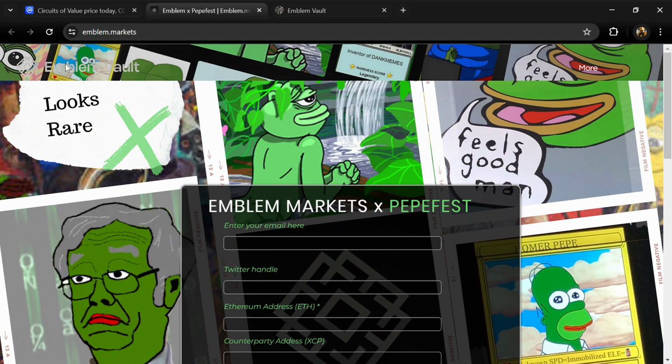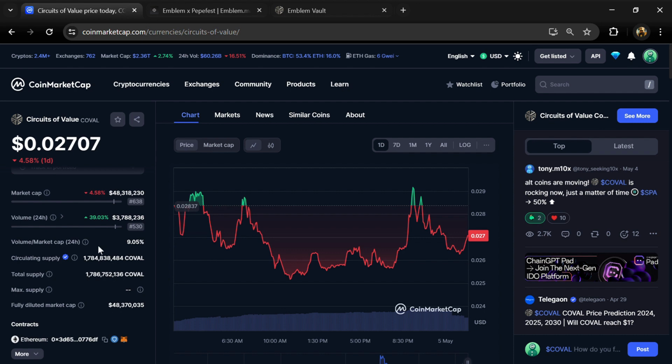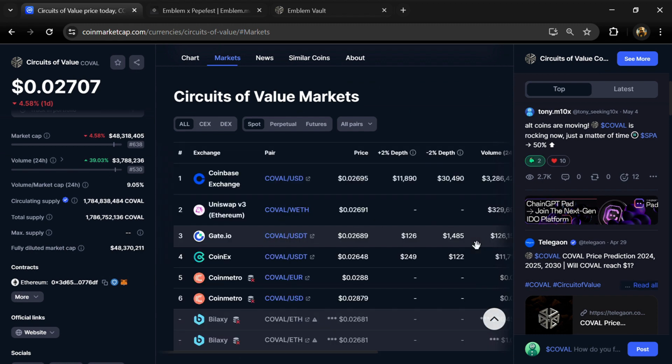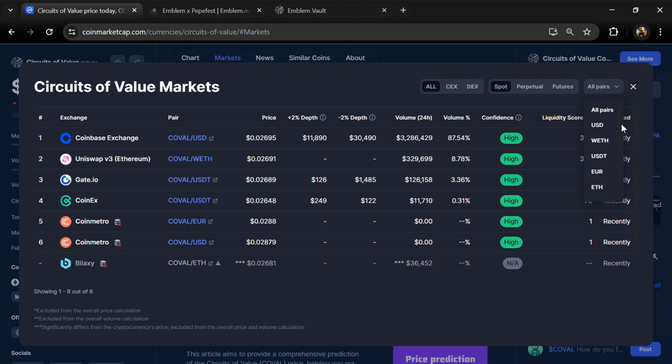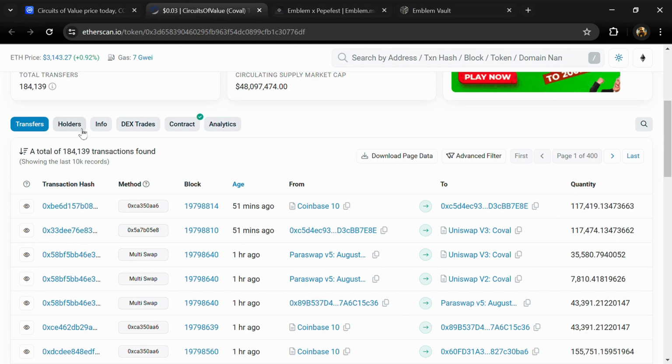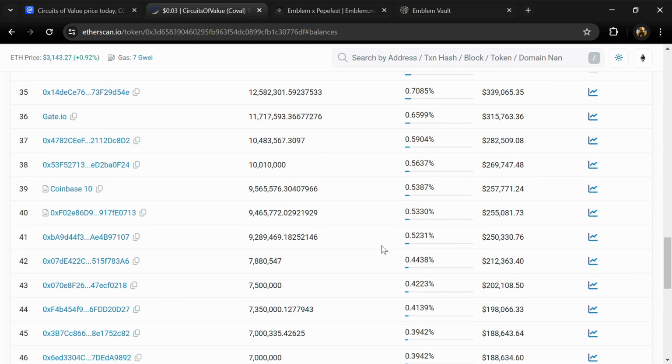Circuits of Value project's institution rating is 3.8. Circuits of Value token total supply is 1.7 billion and circulating supply is also 1.7 billion COVAL tokens. COVAL token is listed on popular exchanges like Coinbase, Gate.io, CoinEx and other exchanges. 4.1% of COVAL token is available on Gate.io exchange and 0.53% is available on Coinbase exchange.